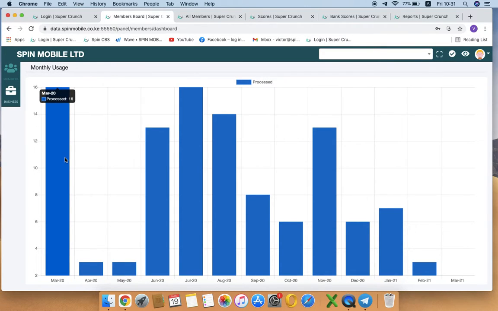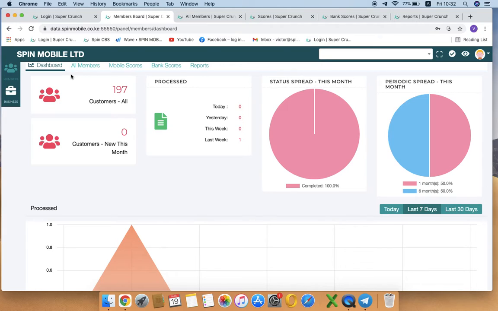you can see March 2020, there were 16. These are our demo accounts. 3 of them in April, 3 in May, and all that. So an organization, a financial institution, can see how many statements they have processed on a monthly basis. Now, just something to highlight, we have a number of modules here.